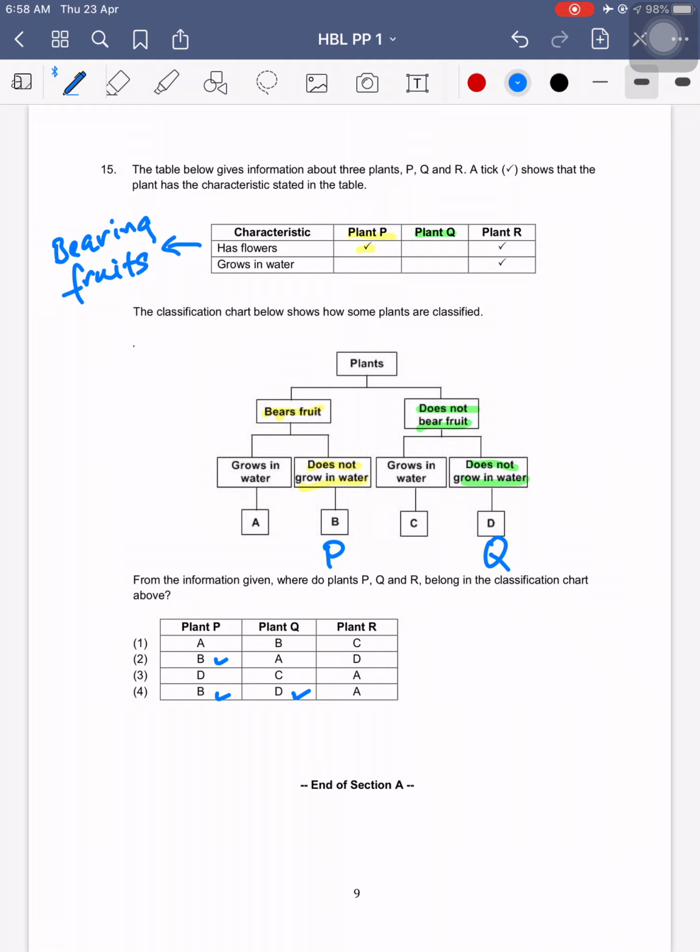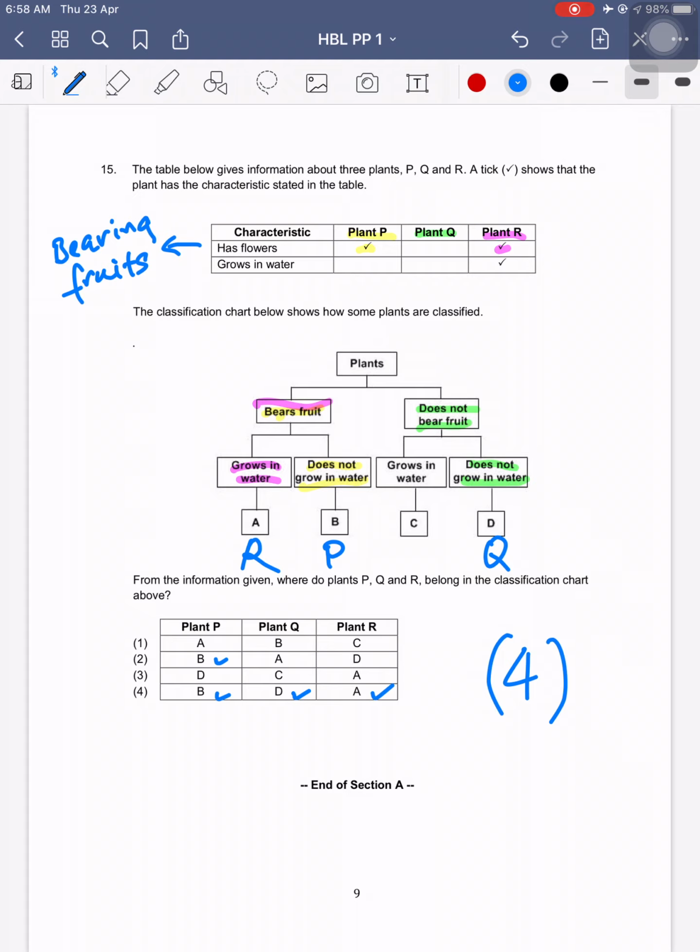But we look at plant R as well. Now plant R has flowers, and so having flowers, it should be here. It grows in water. So my plant R should be A. So plant R should be A. So the answer will be 4.